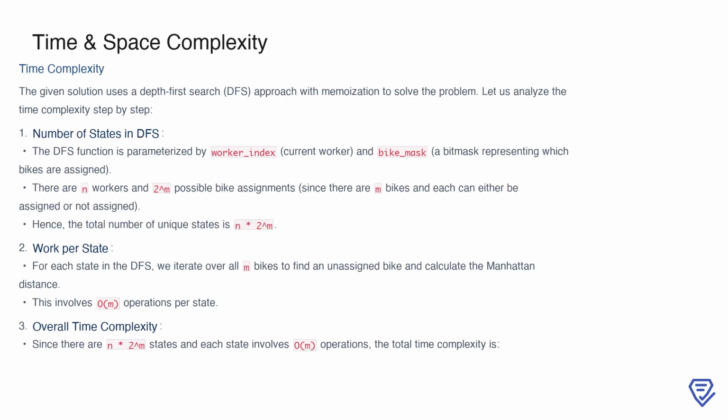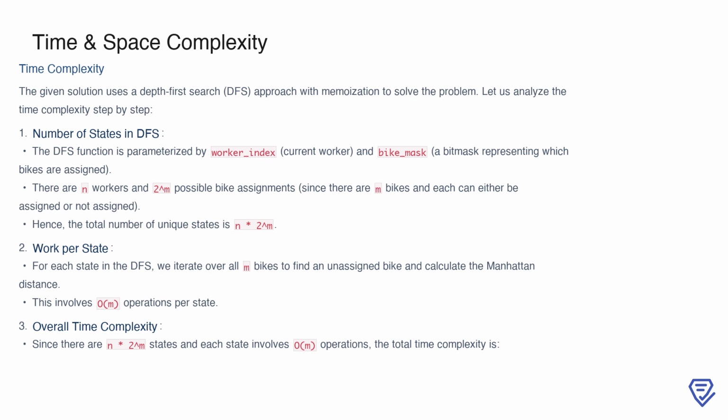The time complexity of our solution is driven by the depth-first search with memoization. To break it down, the number of unique states in the DFS depends on two parameters: the worker index, which can range from 0 to n-1, and the bike mask, which tracks the assignment of bikes using a bit mask. Since there are n workers and 2 to the power of m possible states for the bike assignments, the total number of unique states is n multiplied by 2 to the power of m.